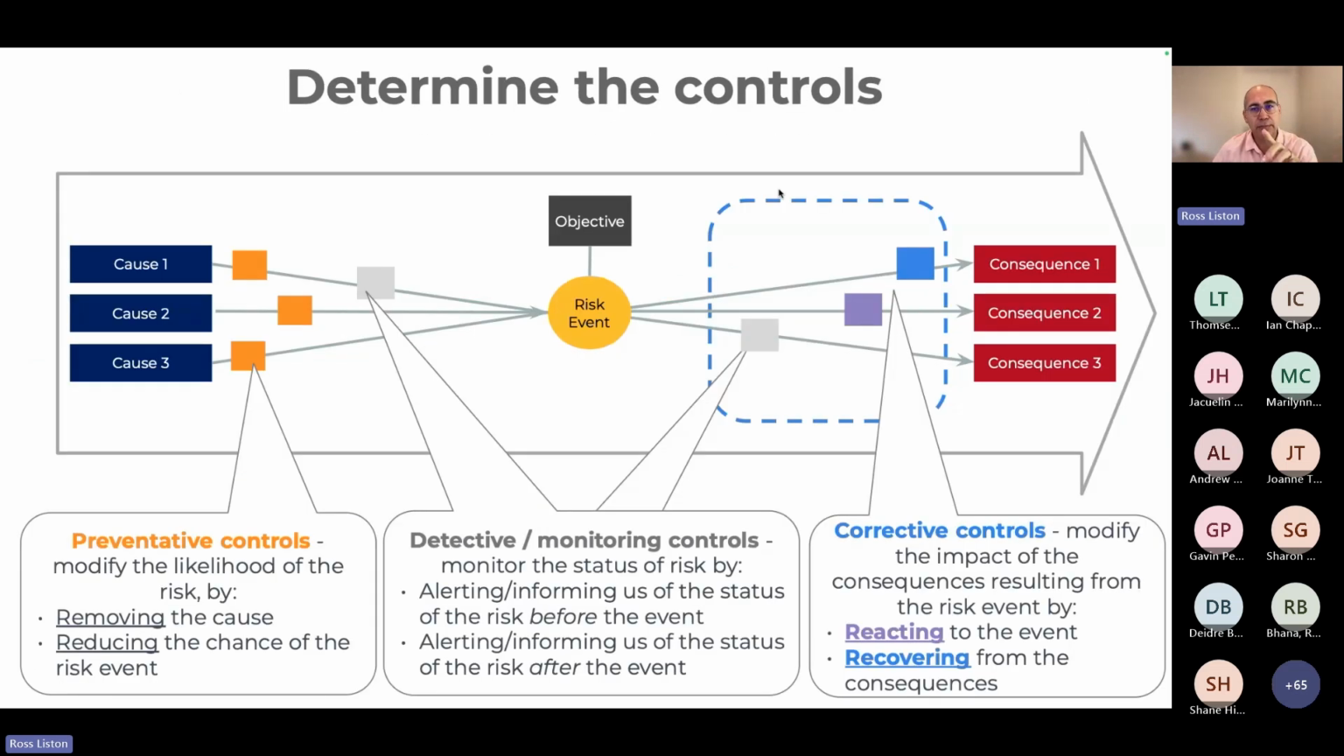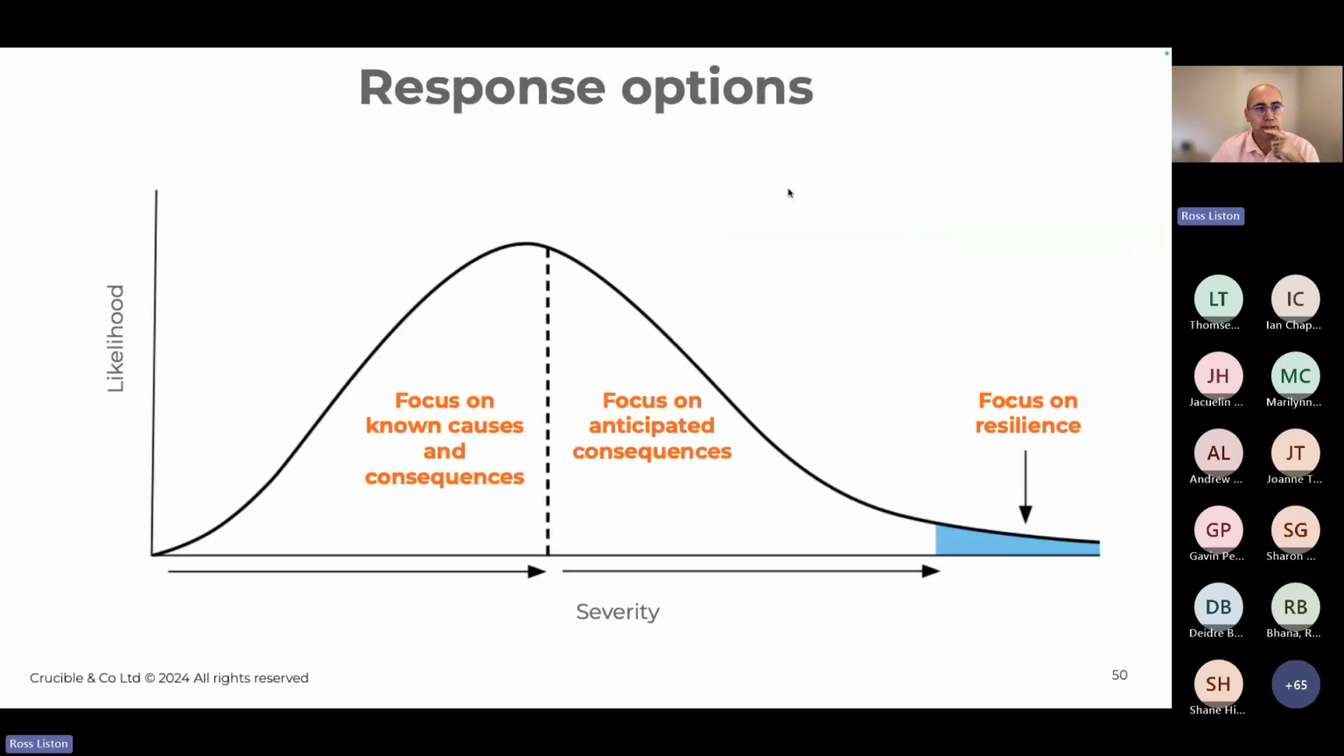The other thing where the benefit of the bow tie comes in is that when we think about our three different main control types, whether it be a preventative control, a detective or monitoring control, or a corrective control, our focus is largely on the corrective control. So these are things where we are reacting to an event or we're recovering from an event. And so there's a big focus that we want to give to that when we're dealing with uncontrollable risks.